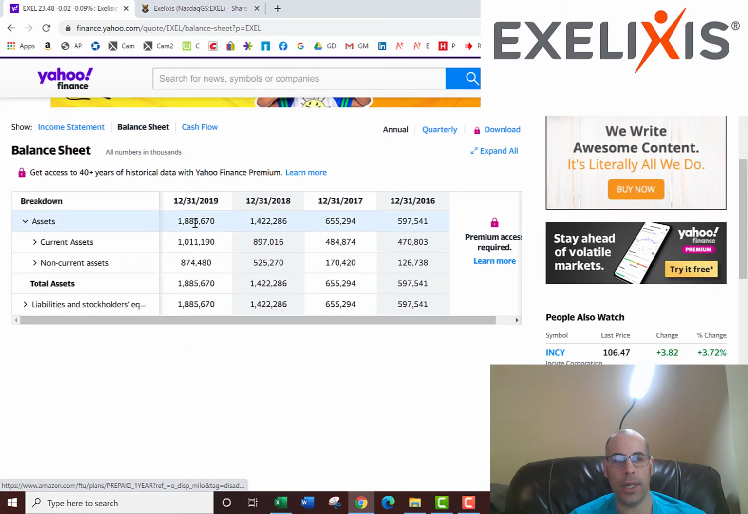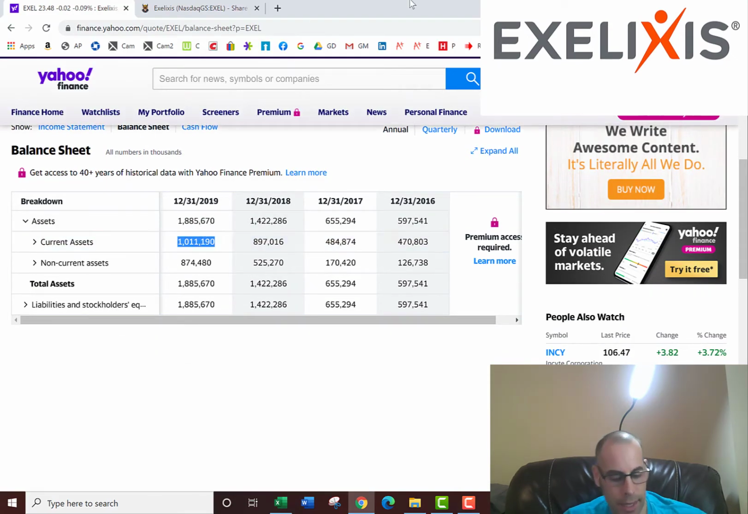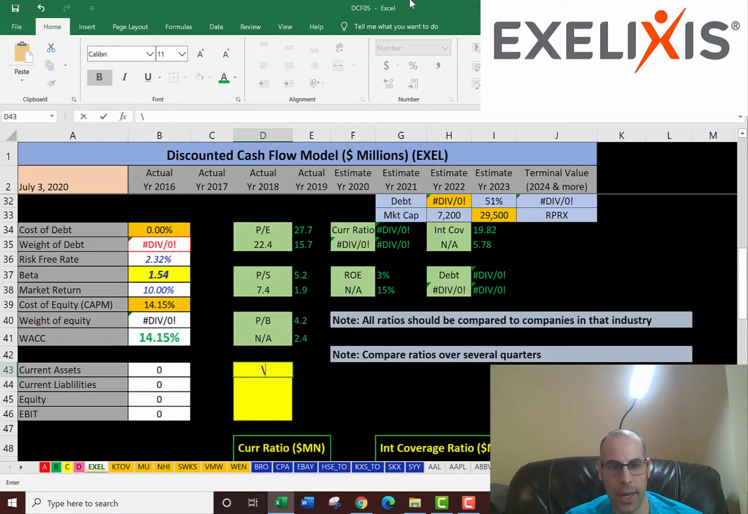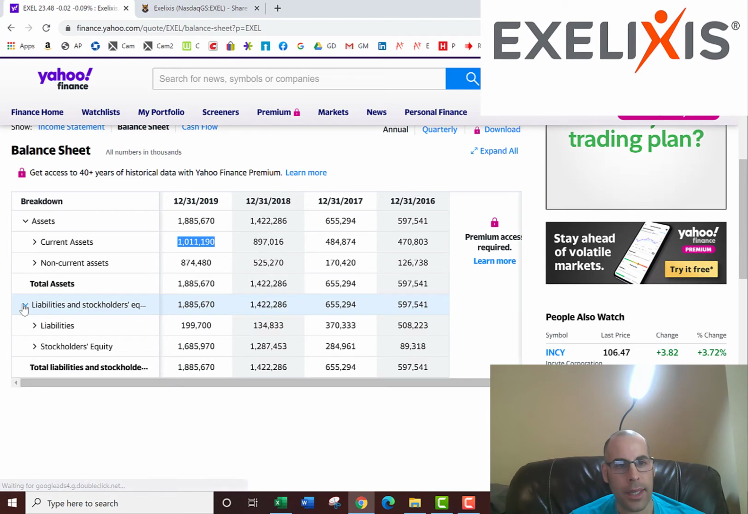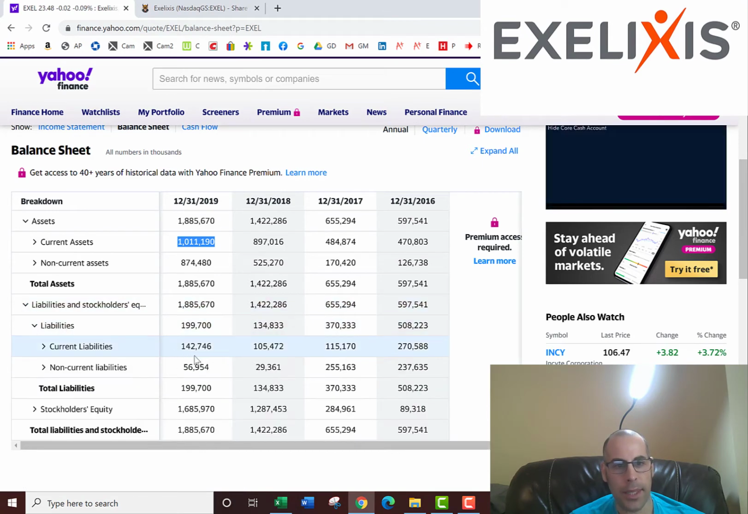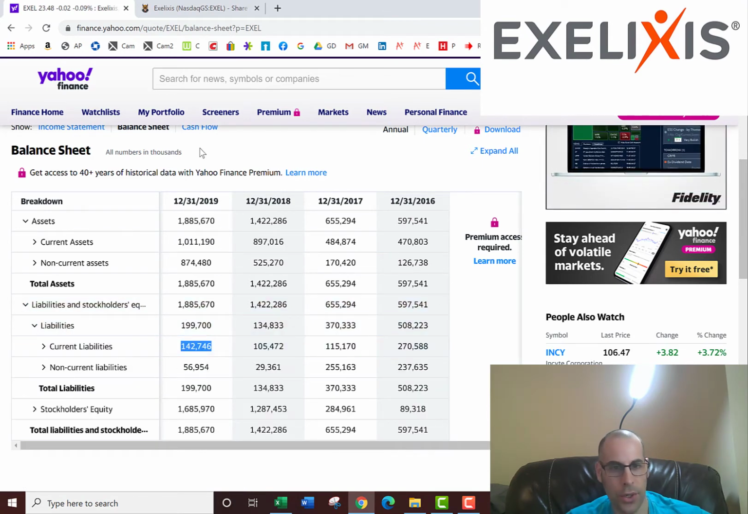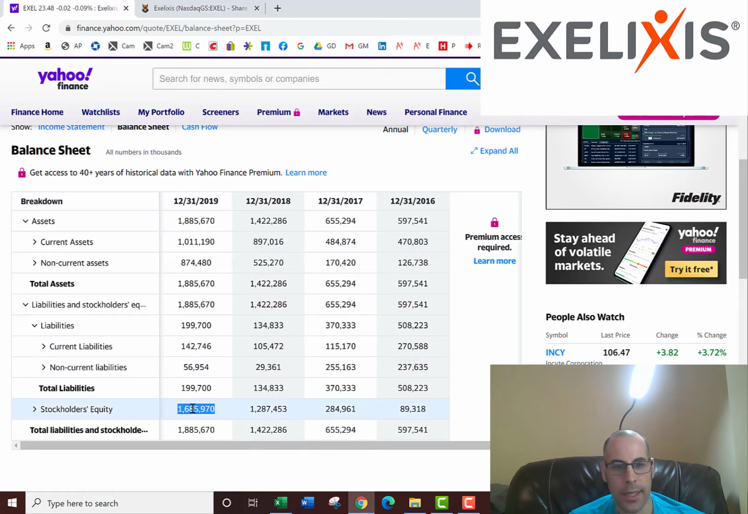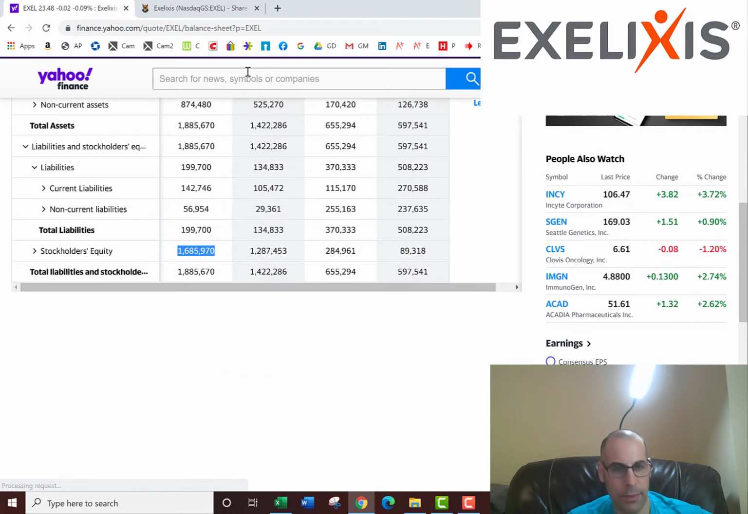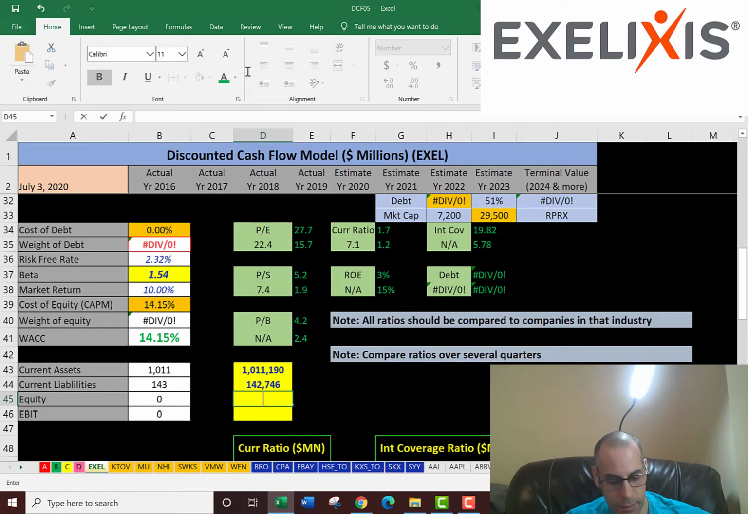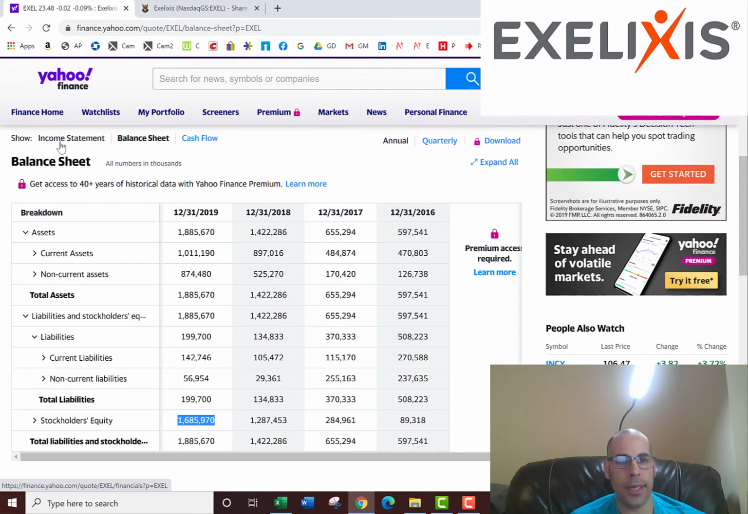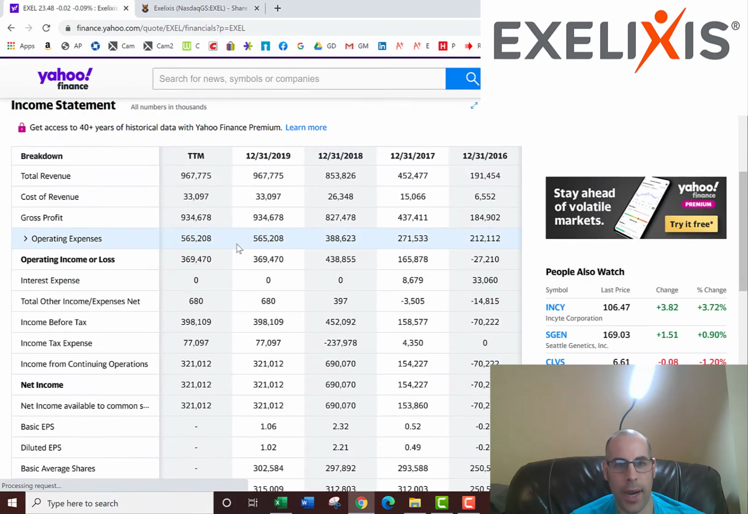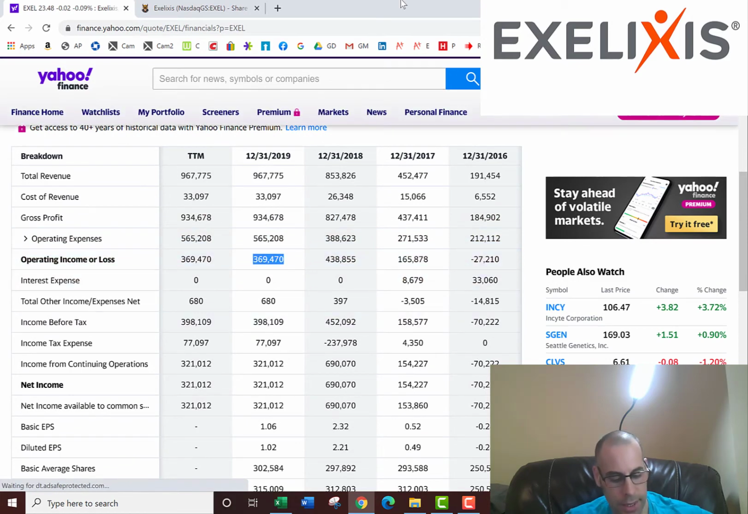Let's go back to the balance sheet to get the current assets. And these are assets that consist of cash, accounts receivables, and inventory. And that's $1 billion. And let's get their current liabilities, and these are payables and debts that are due within 1 year, and that's $142 million. Let's pull their equity, that's assets minus liabilities, and that's $1.7 billion. And also for the model, we need the EBIT, earnings before interest and taxes. On the income statement, they call that operating income, and that's $369 million.